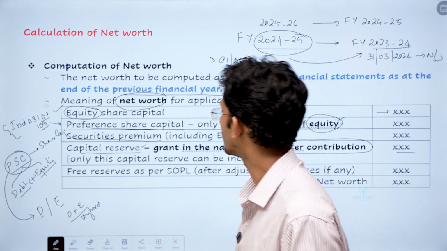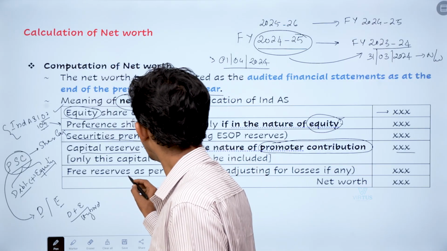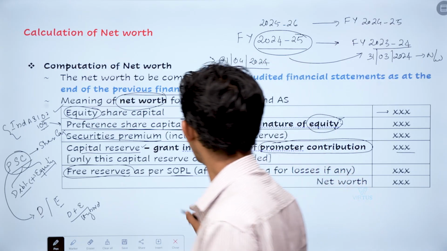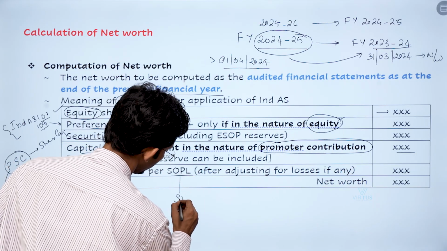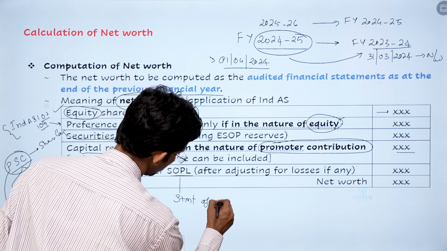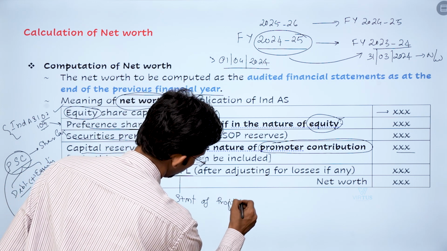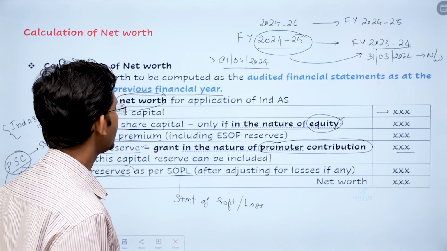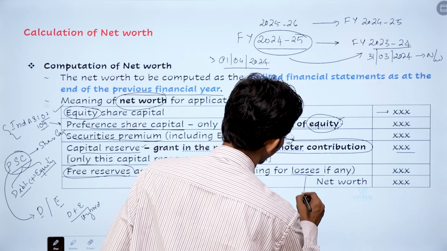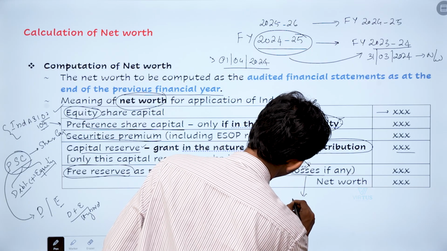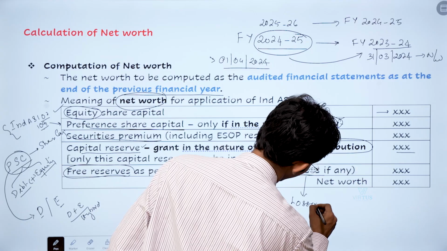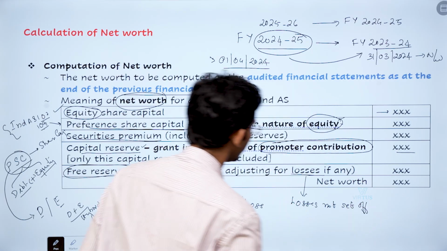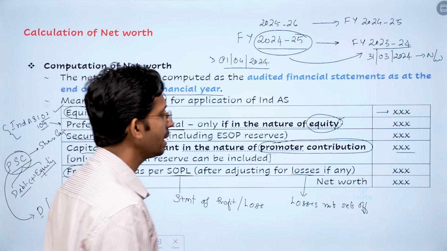So that is the fourth one. And the last one, free reserves. Free reserves as per the statement of profit or loss. Now these free reserves have to be taken after adjusting for any losses. So if you have any losses not set off, that also needs to be adjusted, and the net free reserves have to be included.